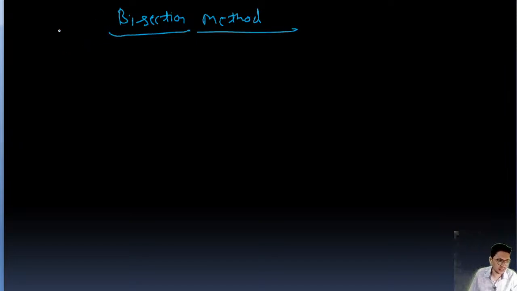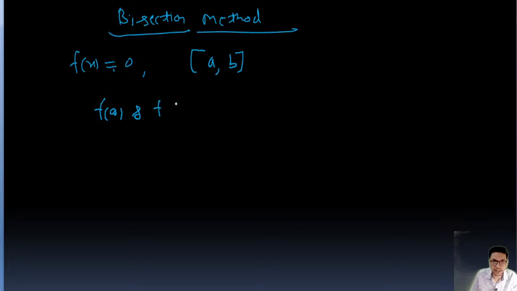The bisection method is like this: if f(x) is any function, a polynomial, and there is a root of this polynomial between a and b, between this limit a and b, it means f(a) and f(b) must have opposite signs.